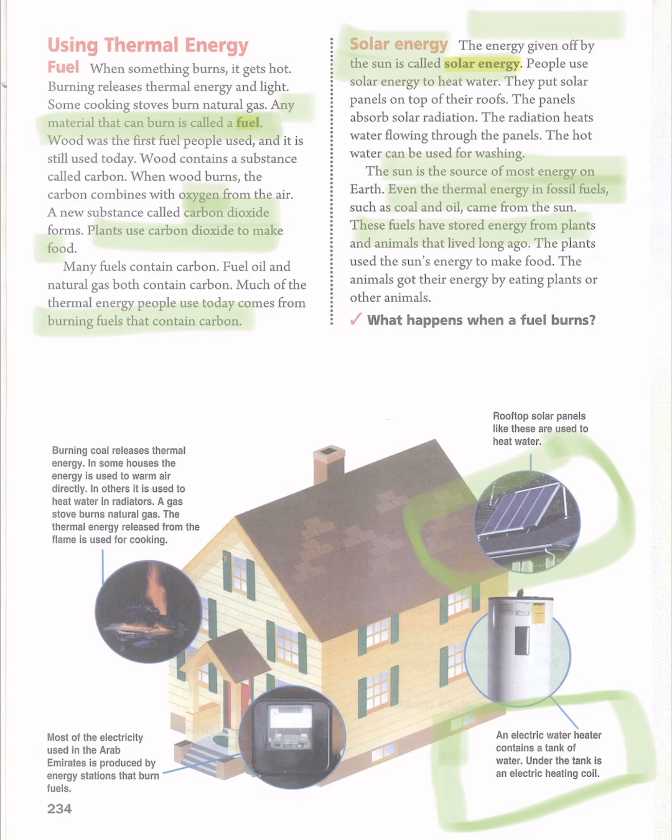And here we have burning coal for heating. Many houses have this instead of a stove. In some houses, the energy is used to warm the air directly, and in others it is used to heat water in radiators. And a gas stove burns natural gas, and the thermal energy released from the flame is used for cooking.